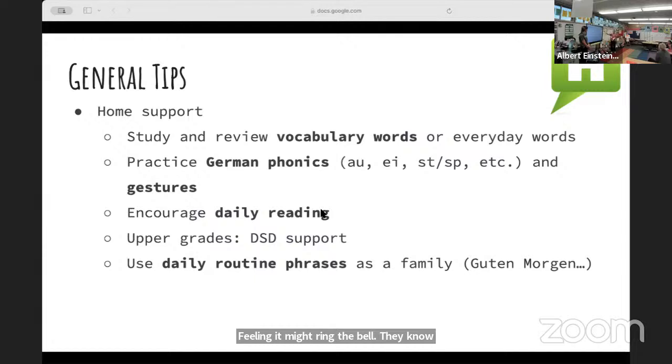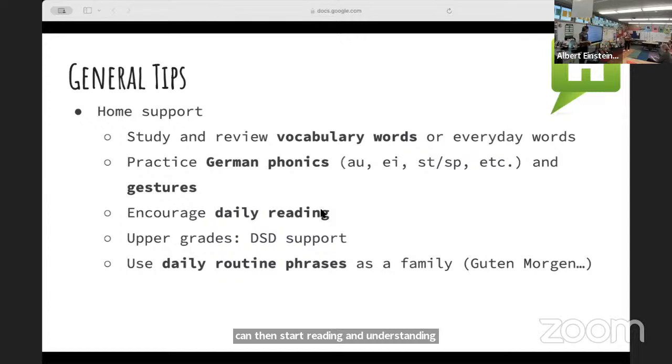So the sound system is your foundation for this language learning. They have to, in our school, learn both codes, the English code and the German code. And so in 1st grade, we want them to really learn the sound system so that these vocabulary words can be read and practiced, so that they can then start reading and understanding German and ultimately pass their DSD.